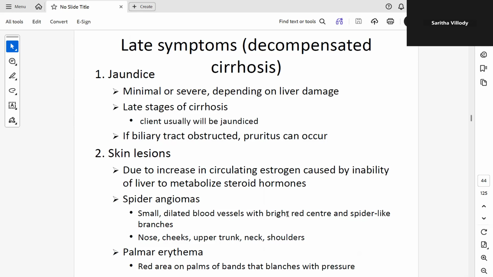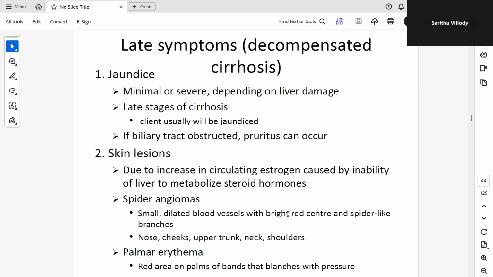Patients appear jaundiced usually at the later stages of cirrhosis, and they also have severe pruritus. Pruritus means itching, and that happens because of accumulation of bile salts under the skin. So jaundiced patients are always really itchy for that reason; they have bile salts getting deposited under the skin, which causes severe itching. So these are the signs and symptoms.